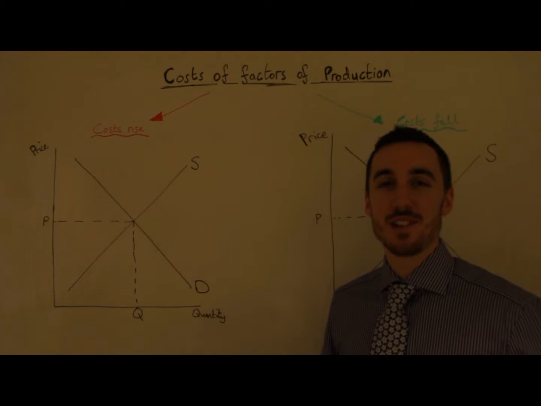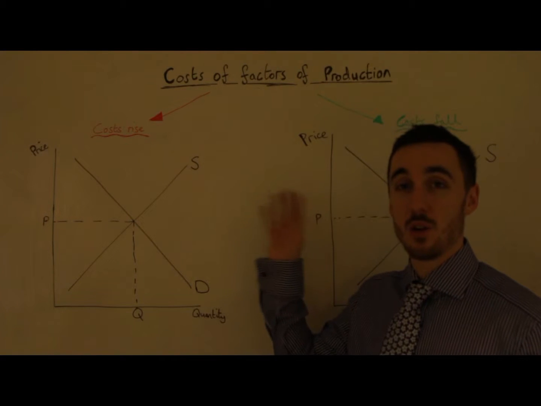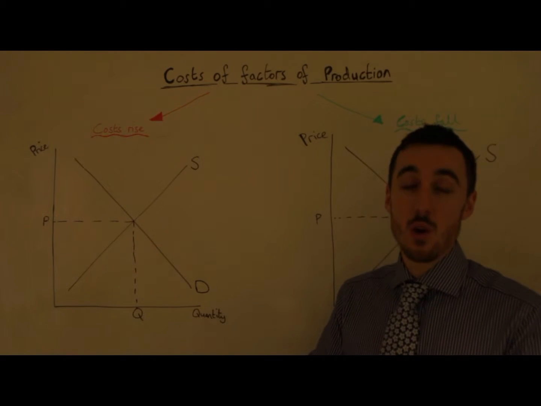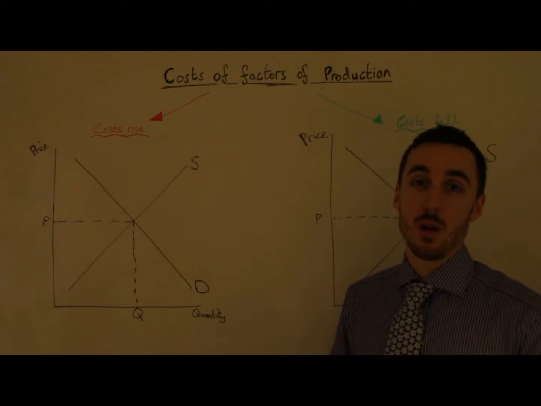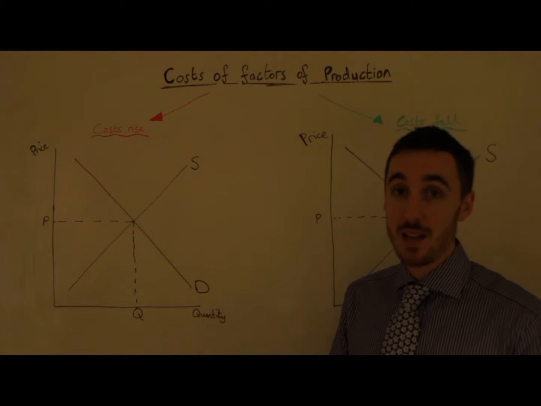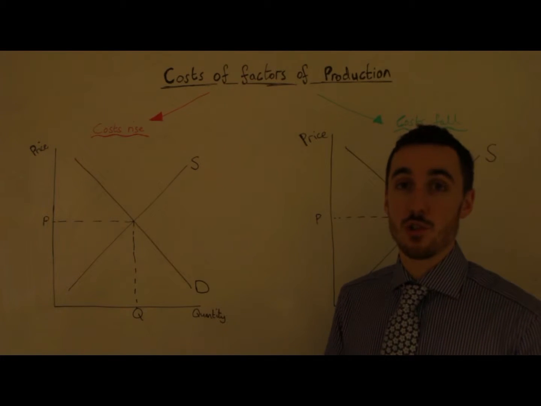Hello, I'm Mr. Burton, and in this video we're going to be looking at how changes in the cost of the factors of production will shift the supply curve inwards or outwards, and how this will ultimately affect and change the market equilibrium price and quantity in an industry.